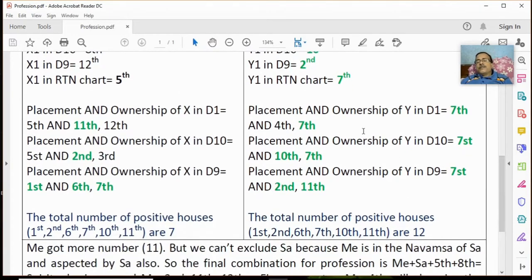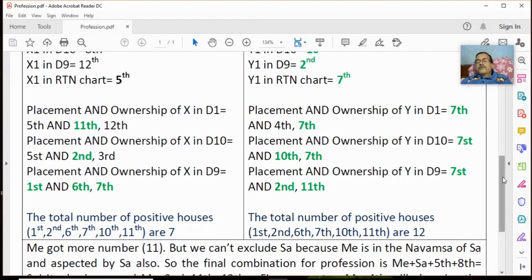Placement and ownership of Mercury in D1. Mercury in D1 is the 4th and 7th lord placed in 7th. Placement and ownership of Mercury in D10. In D10, Mercury is 10th and 7th lord placed in 7th. Placement and ownership of Mercury in D9. In D9, Mercury is 2nd and 11th lord placed in 7th.